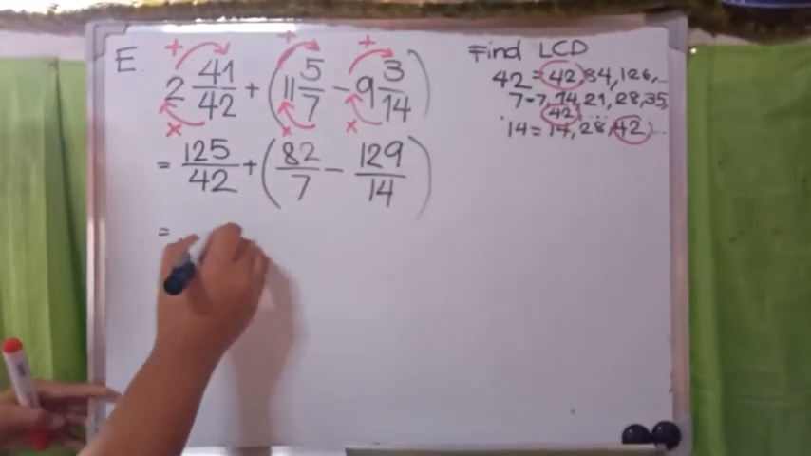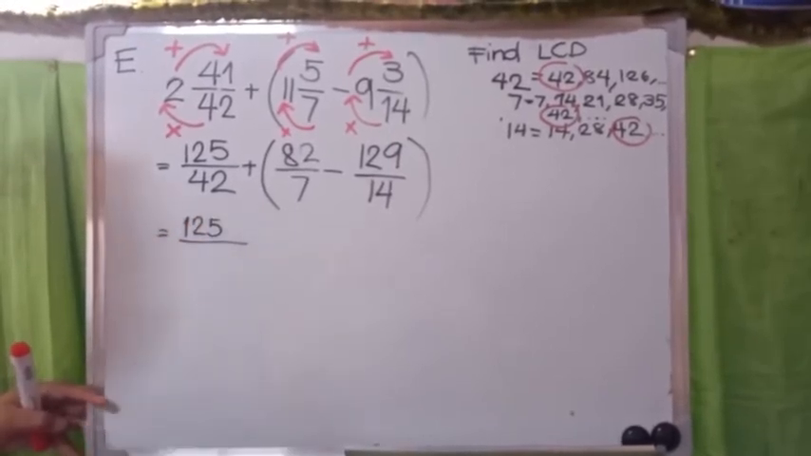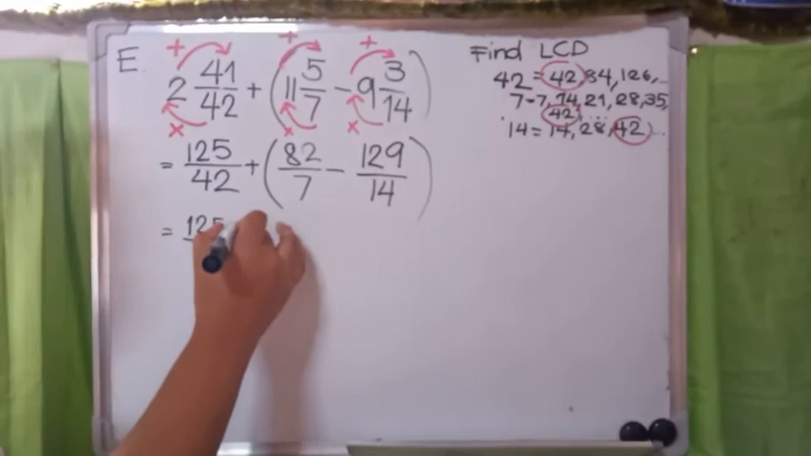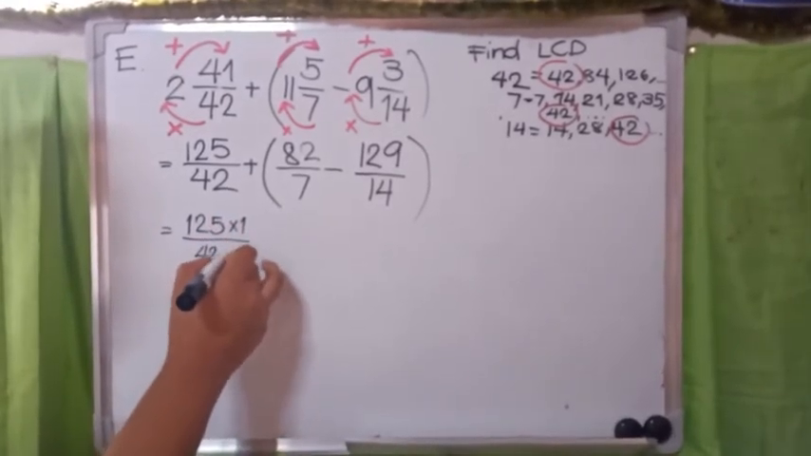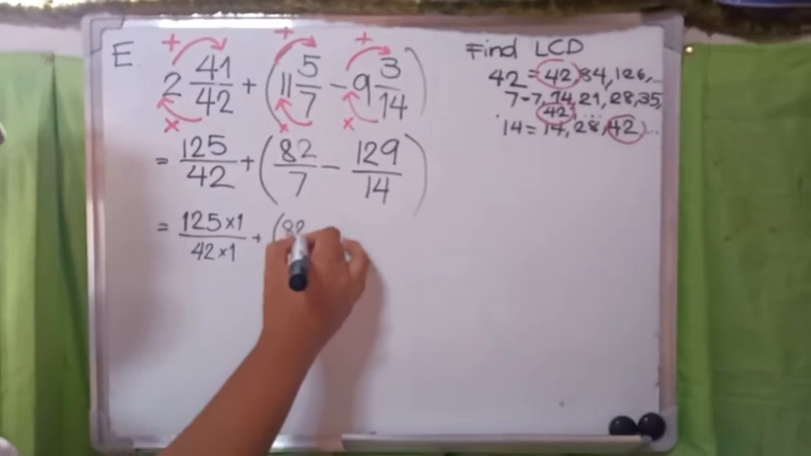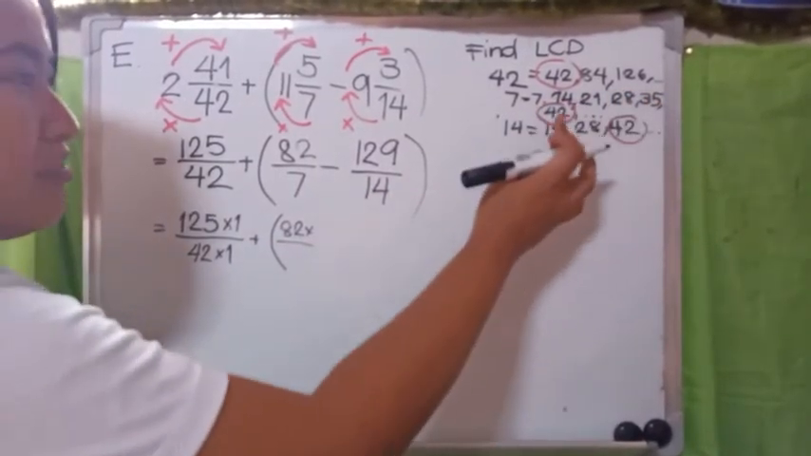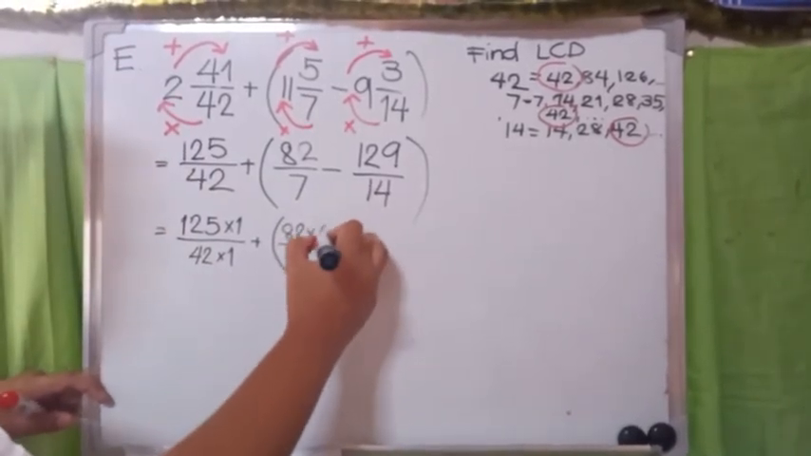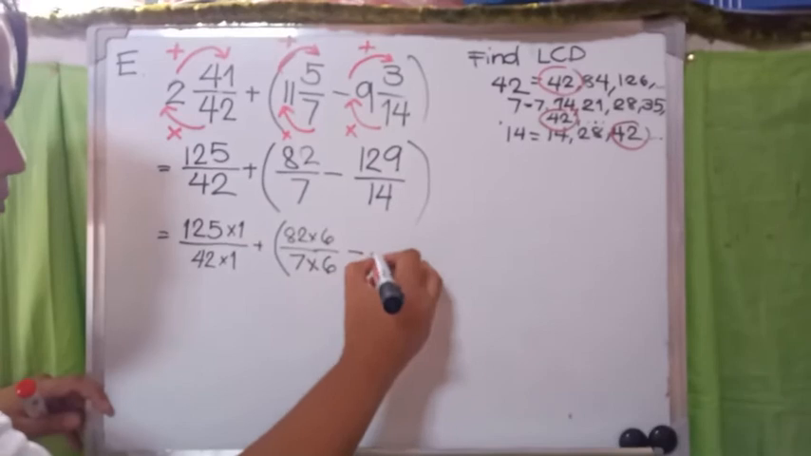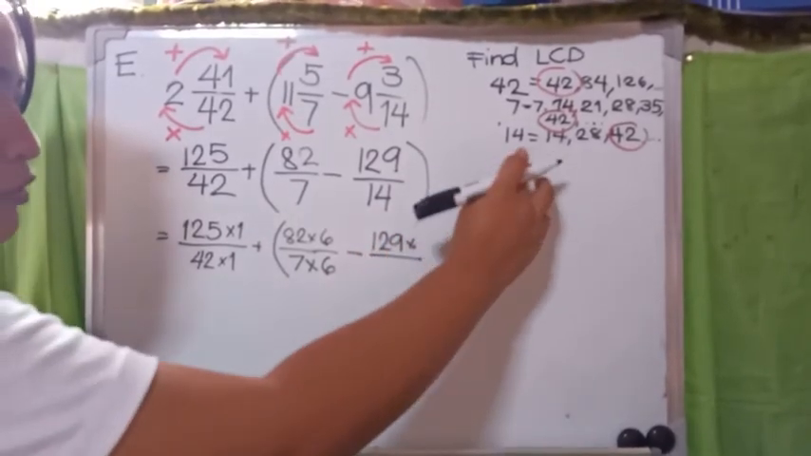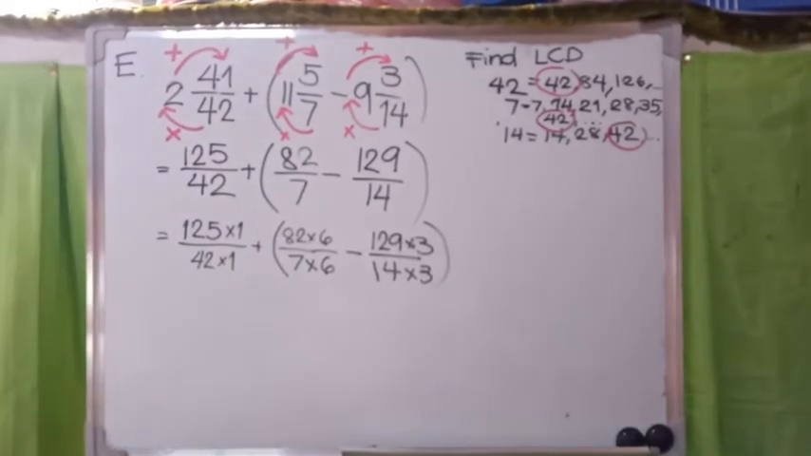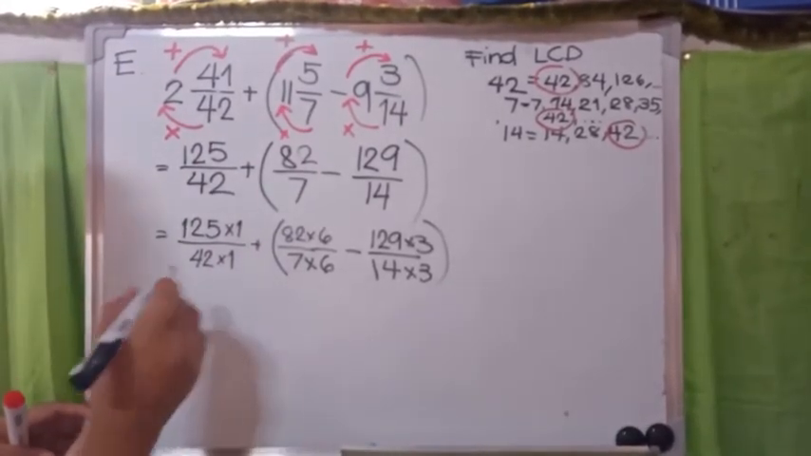So we'll now multiply in our equation. So 125 times 1 over 42 times 1, plus the parenthesis, 82 times how many 7s? 1, 2, 3, 4, 5, 6. So 82 times 6, 7 times 6. Okay, sorry, it should be subtract 129 times how many in 14? 1, 2, 3. 14 times 3. Okay, so now we'll solve this one.